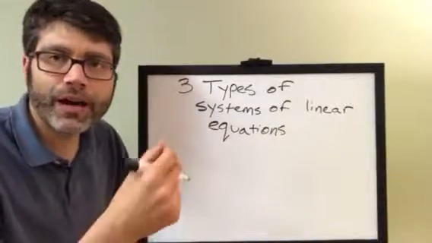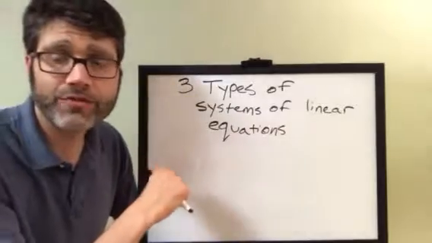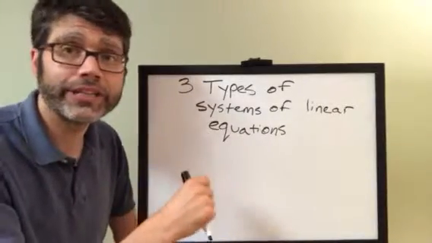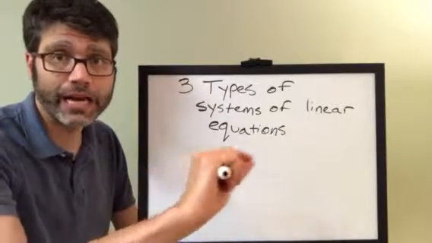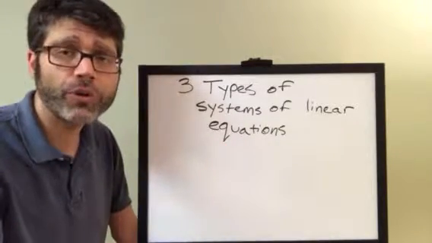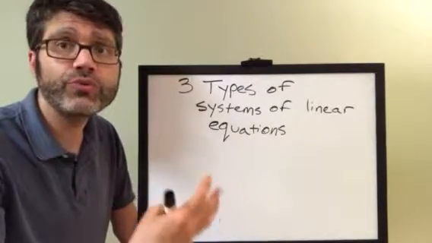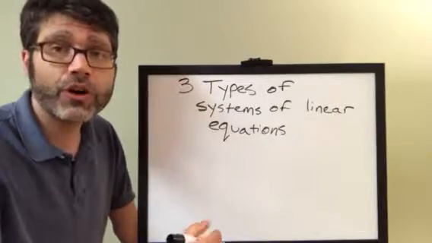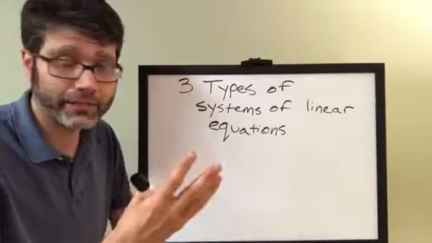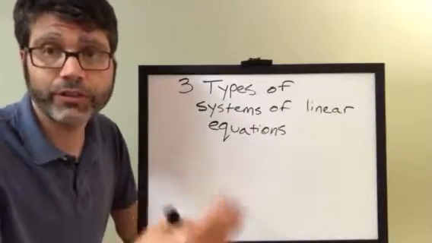Hi. So I'd like to talk about three types of scenarios that we have when we're talking about systems of linear equations. Linear, again, means straight, a straight line equation. So when we're dealing with a system of equations, we're dealing with two straight lines when we're dealing with linear systems. So there's three scenarios that can happen. And each one of these scenarios we're going to be using some vocabulary terms with.